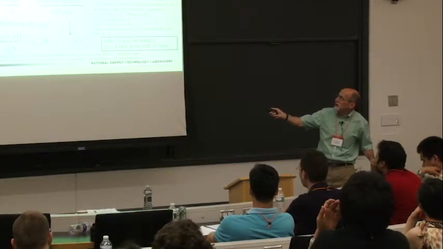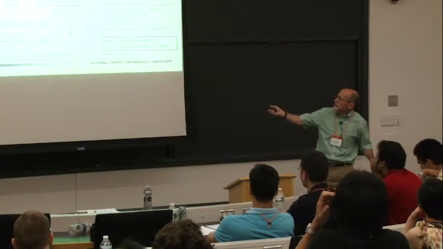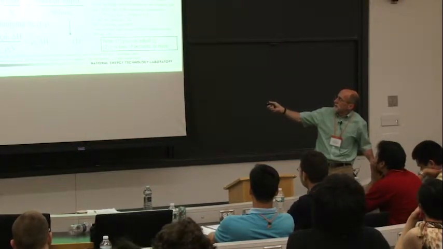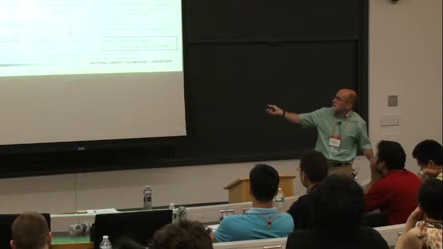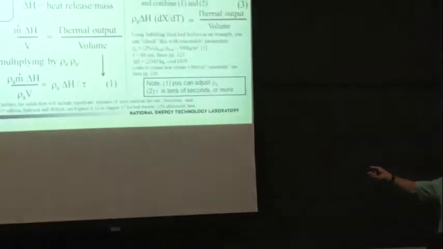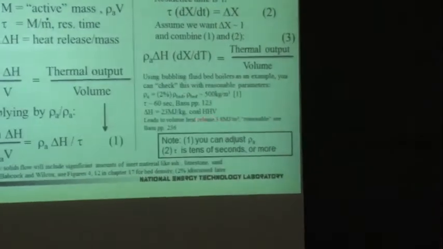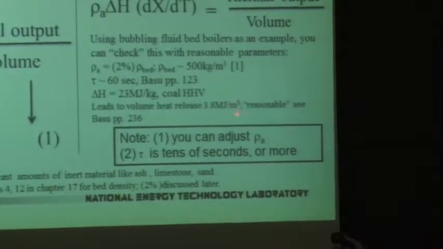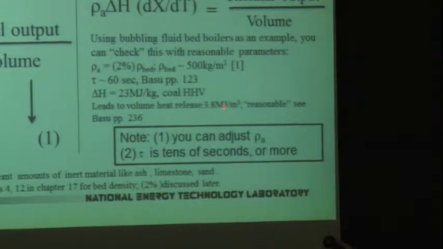fluid bed reactor. You can look up the bed density. 2% of that is going to be coal. And there's the bed density in a fluid bed reactor, and the residence time for coal in those systems. You can look up that reference. I've got it noted there. The heat of reaction leads to a volumetric heat release rate for bubbling bed combustors of about that value, 3.8, not quite 4 megajoules per cubic meter.